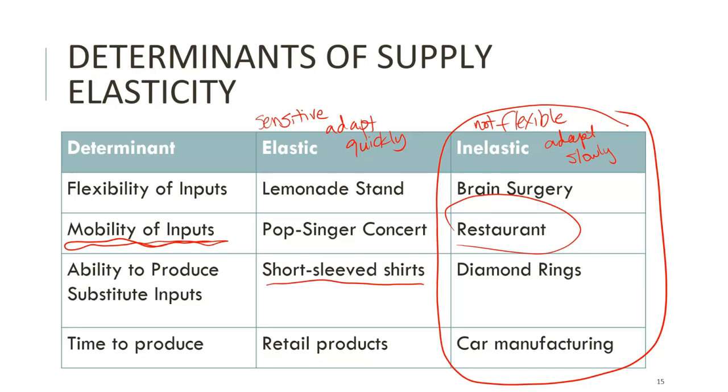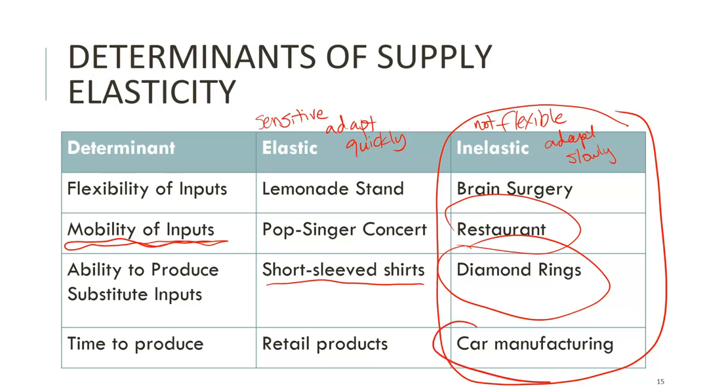Ability to produce substitute inputs. So inelastic would be like diamond rings. There are maybe some alternatives for the metals used in the ring, but for diamonds, you just need the diamond. So if you're out of diamonds or prices are high, you can't just get more diamonds.